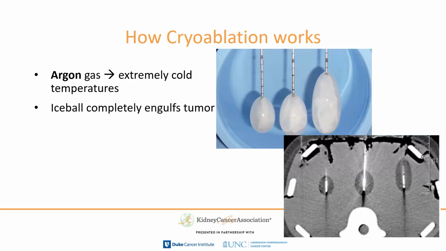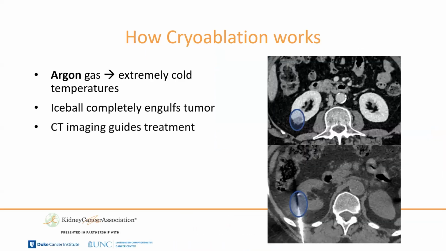You can see that different needles make different size ice balls there in the example in the bowl. And on the bottom right, you see a phantom, a fake body, just to show that under CAT scan, you can see the ice ball very well. See exactly where it is and where it isn't. That helps us to be pretty precise with this. The whole procedure is done with CT imaging guidance.